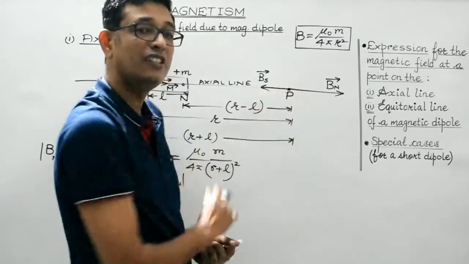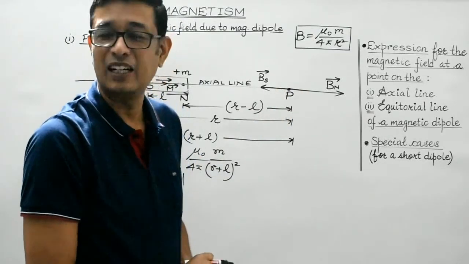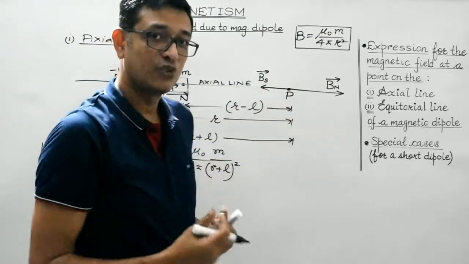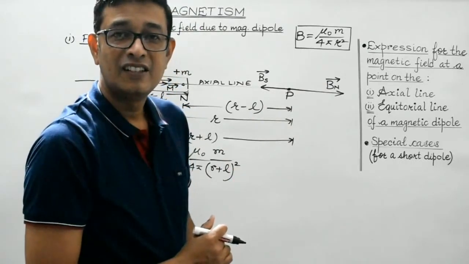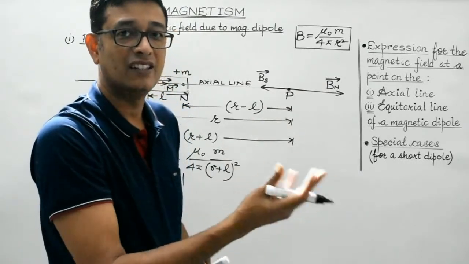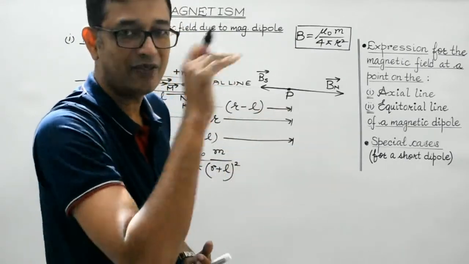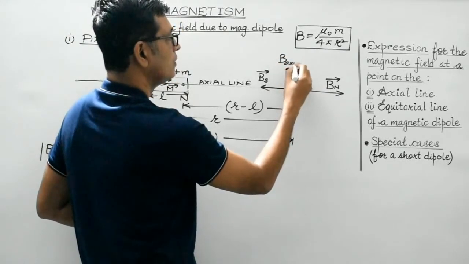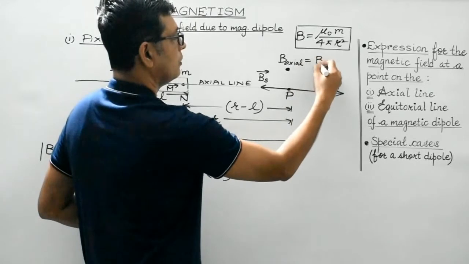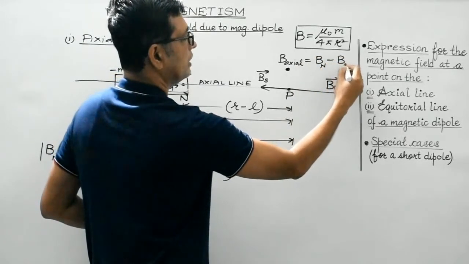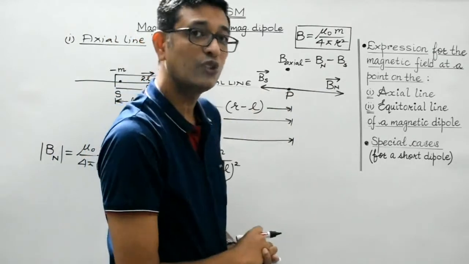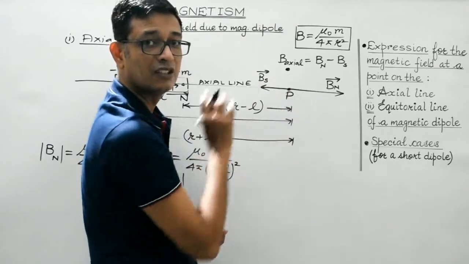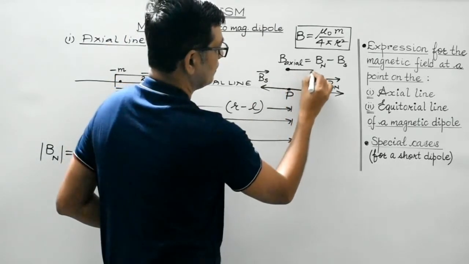So students, what's the angle between these two? They are oppositely directed. The angle between them is 180 degree. So, resultant of two vectors when they are oppositely directed is difference in the magnitude of the two vectors along the direction of the dominating vector. So what will be the result over here? So B axial would be Bn minus Bs. Why minus sign? Because the angle between these two is 180 degree. And what will be the direction? Along the direction of the dominating one. Bn is dominating one. So its direction would be like this.